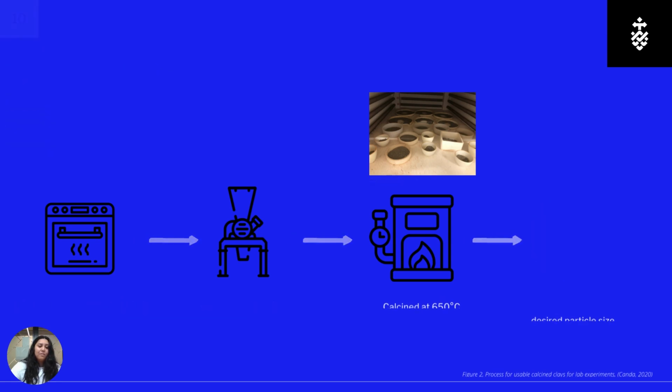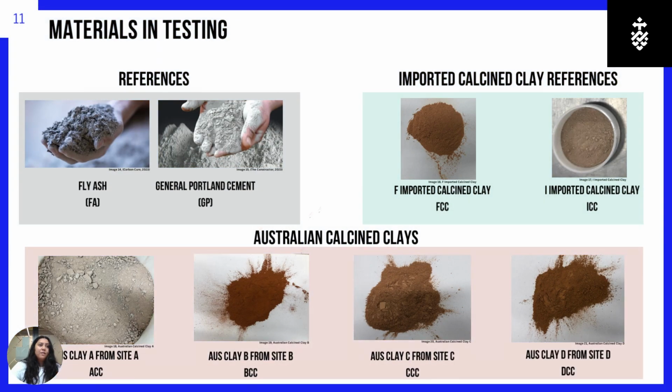materials to experiment with. So at first, we have our reference materials, which are fly ash and GP. We then have the imported calcined clays, FCC and ICC, which are characterised by Ju Nguyen in our research team. And then the Australian calcined clays, in which were a representation of the 4 selected sites, labelled ACC, BCC, CCC, and DCC.